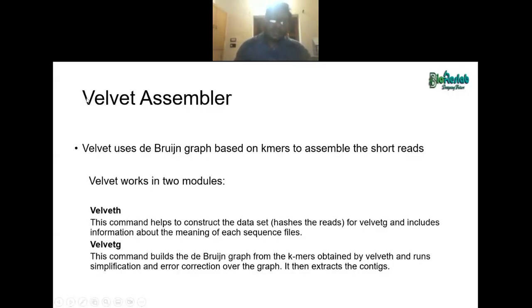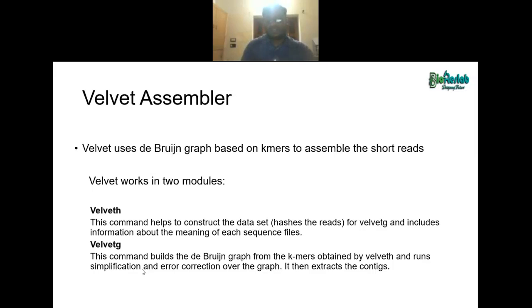Okay. So here we can see the Velvet assembler, which is the oldest one, developed earlier during the NGS data analysis. Velvet uses the de Bruijn graph based on the K-mers to assemble the short reads, and it works in 2 modules, that is Velveth and Velvetg. First, it creates the hashes of the data, and then Velvetg uses those hashes and creates the de Bruijn graph based on the K-mers, and then forms the contigs.